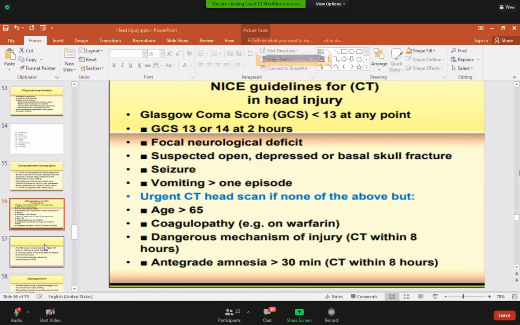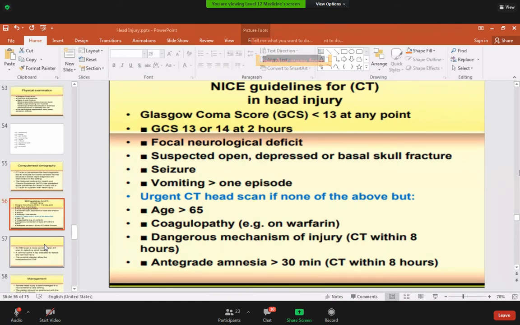Then if the patient has any seizure activity after the injury, or has more than one episode of vomiting, these are indications for doing a CT scan. But even if none of these is present, if the patient is older, or is on warfarin or has some coagulopathy, or the mechanism of injury was very dangerous, you have to go for it.